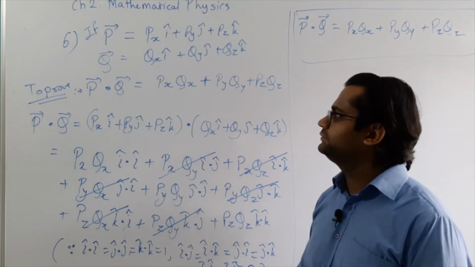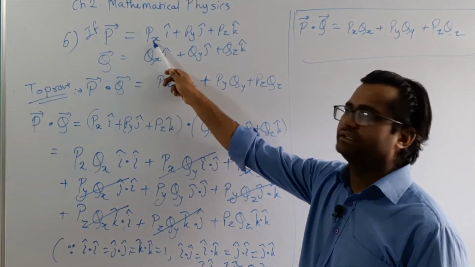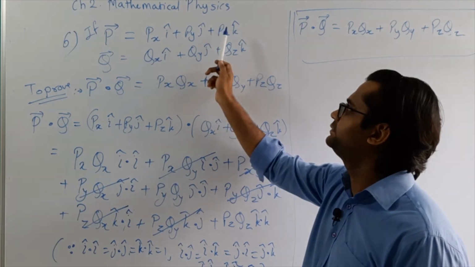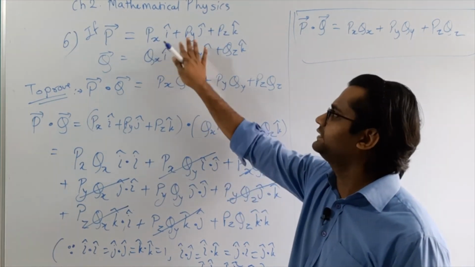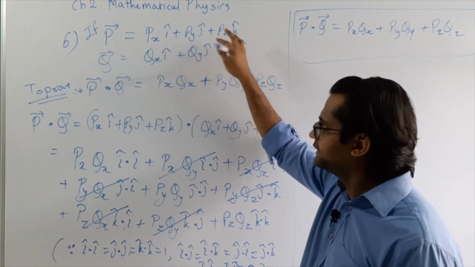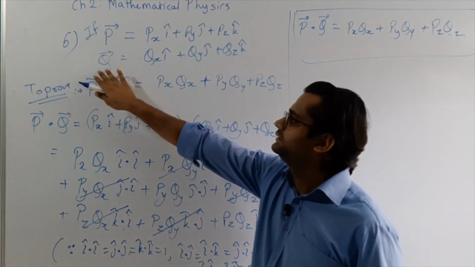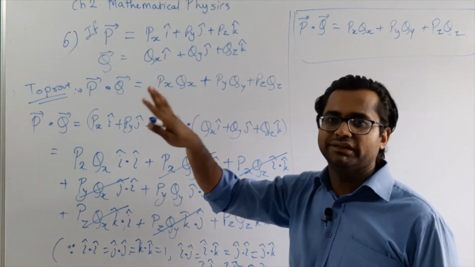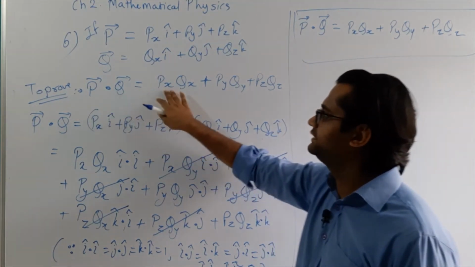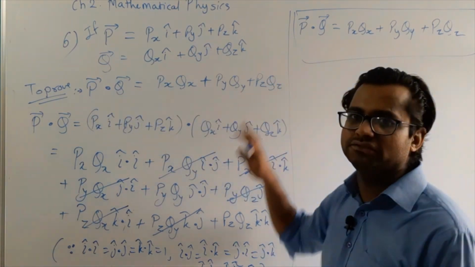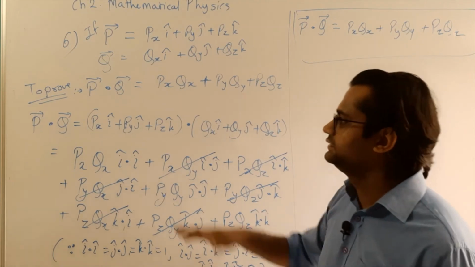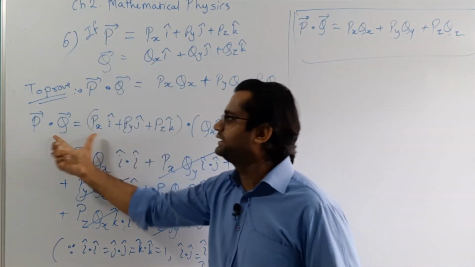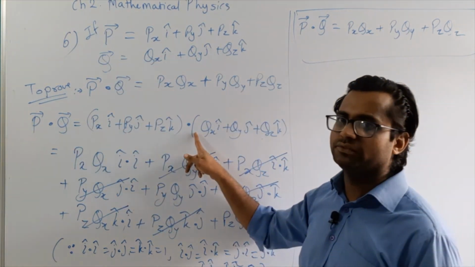Let me explain the proof once again. This is our p vector, px i plus py j plus pz k. So we have written this vector in rectangular component form. This is the q vector, qx i, qy j and qz k. What we have to prove here is that p bar dot q bar is px qx plus py qy plus pz qz. So this is our question. So we will write the first and second vector like this, and there is a dot product between them.